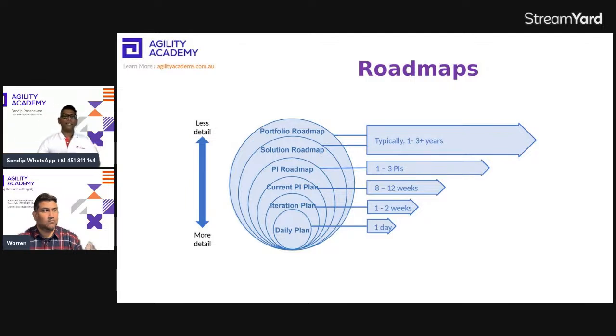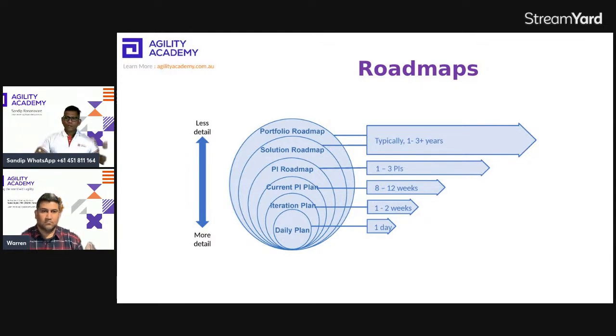In a SAFe or scaled agile environment, most often 5 to 12 teams come together and plan for the next quarter and say, this is what we want to commit to for the next 3 months. After that, there's a PI roadmap which talks about what needs to be done over the next 1 to 3 PIs, which is nothing but 3 to 9 months. Beyond that, when we talk about strategic vision and portfolio solution vision, the portfolio roadmap and solution roadmap come into the picture.